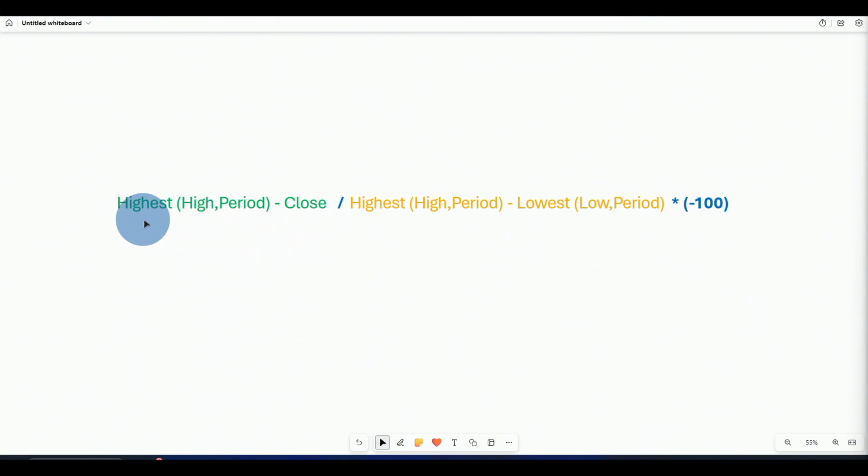And here is the formula. The highest high of a previous period minus the close, divided by the highest high of the same period minus the lowest low of the same period, multiplied by minus 100.